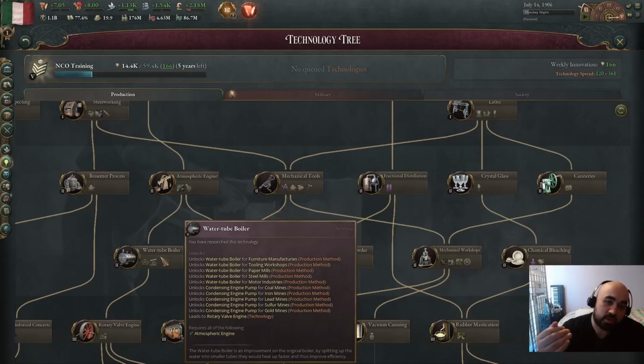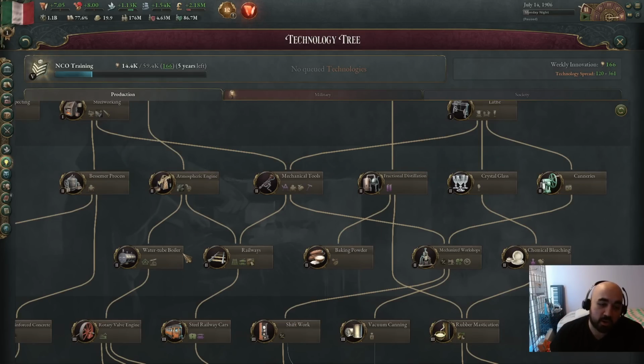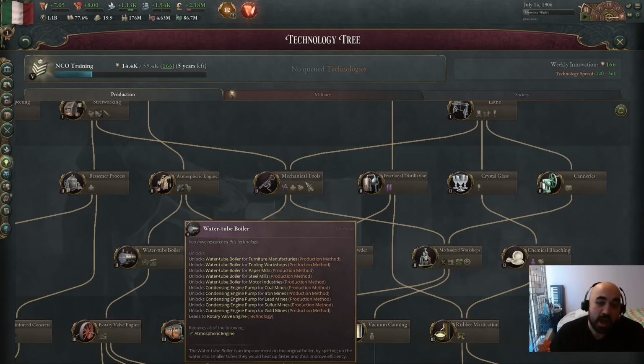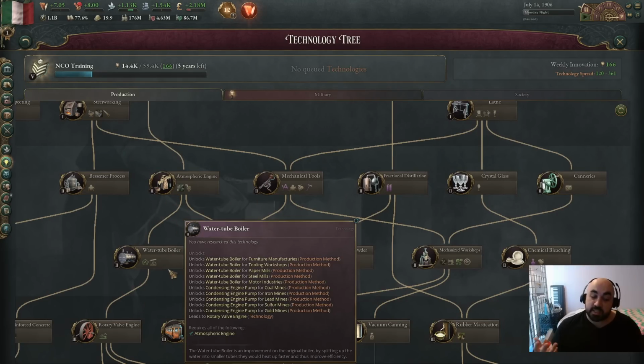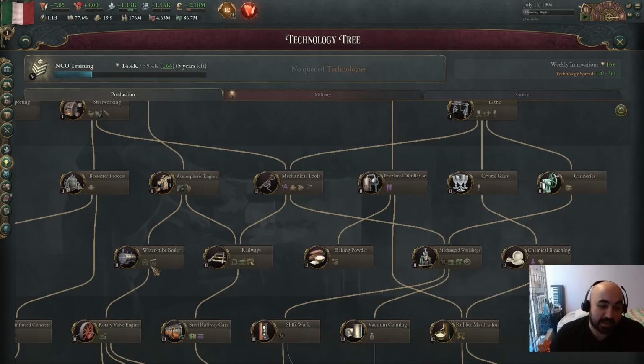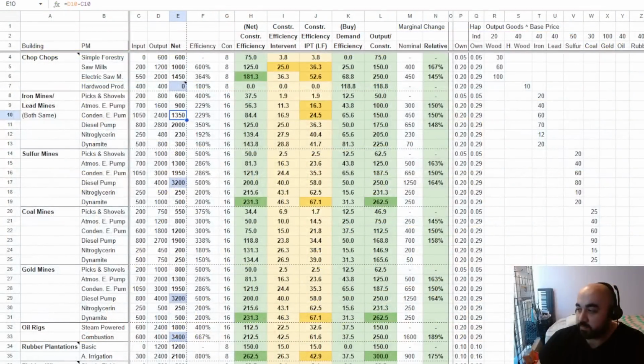If you are focusing on iron, you'll often want to get water tube boiler really fast. And if you're focusing on tools, which is another opening strategy, it's less important to get water tube boiler so fast. But this tech is extremely strong. It's very condensed in terms of its relative distance from the previous tech. And so very often you are going to want to do this to facilitate an early game strategy of focusing on iron first. Okay, so that's iron.